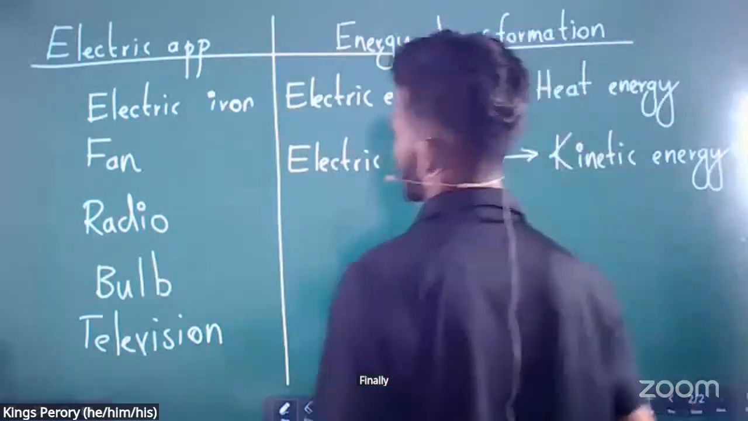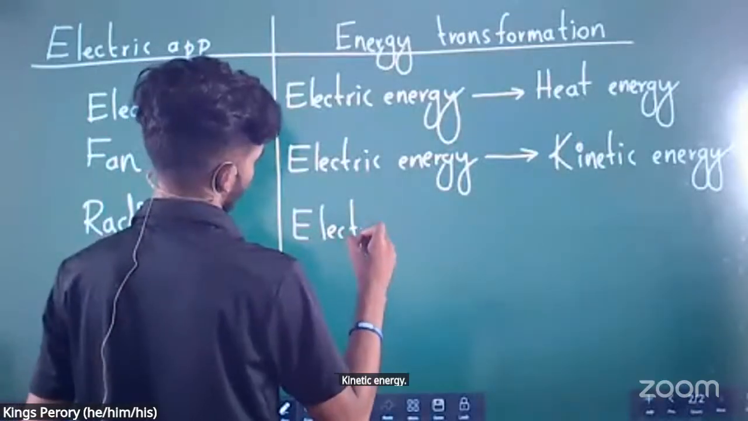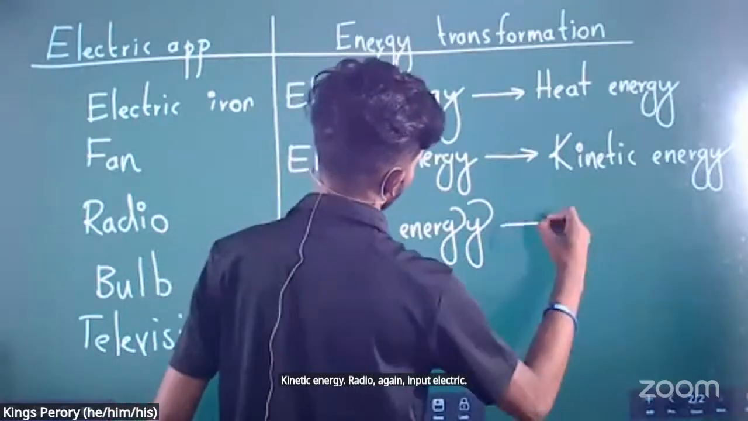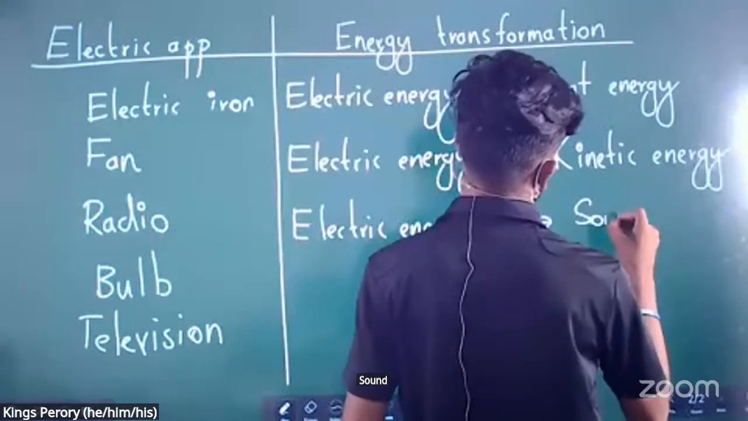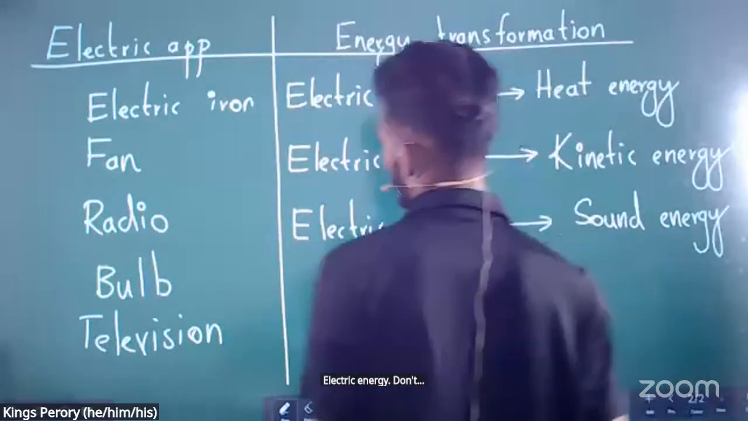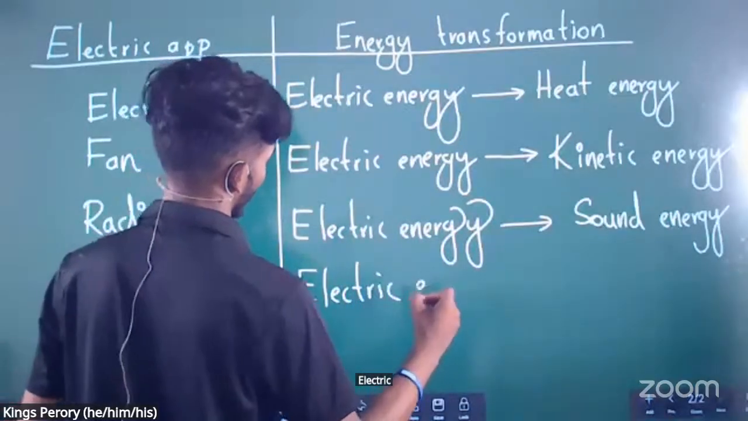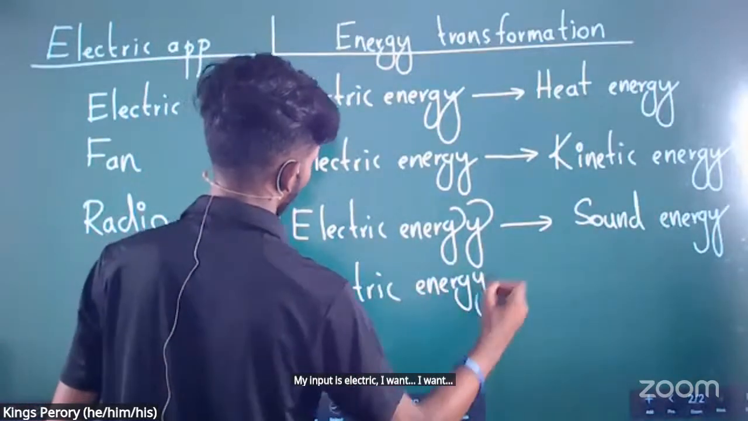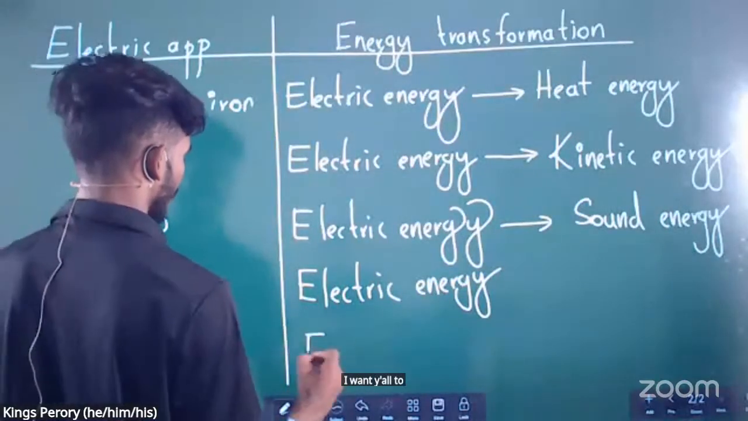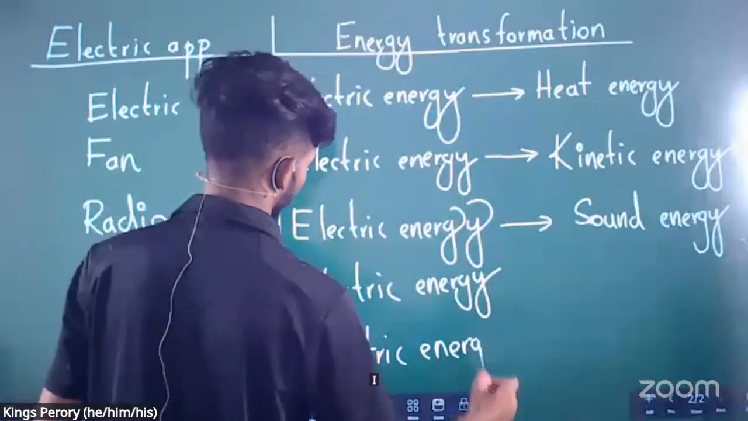Radio, again input electric energy. Output: sound energy. Bulb. Input is electric energy. Output: light energy. I want you all to write the output. Television input is electric energy. I want you all to write the output.